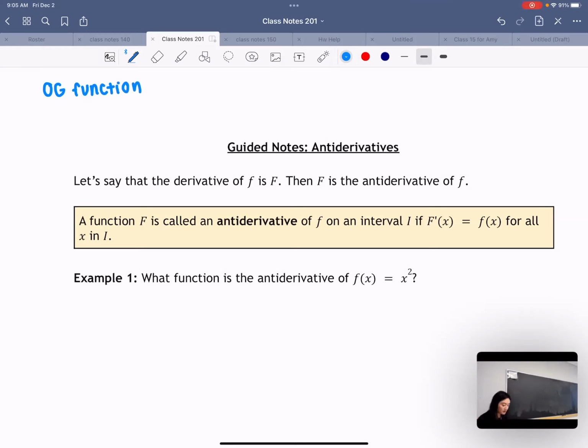From now on, I'm going to call the original function with a big F. So big F represents my original function.